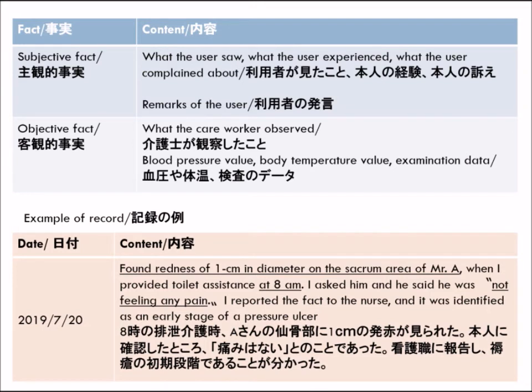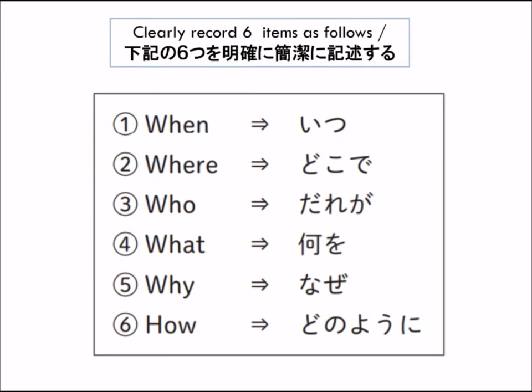Found redness of 1 cm in diameter on the sacrum area of Mr. A and at 8 a.m. are object fact. Not feeling any pain is subject fact. Record information in a manner that enables readers to understand the contents just by reading it once. Clearly record 6 items as follows: when, where, who, what, why, how.